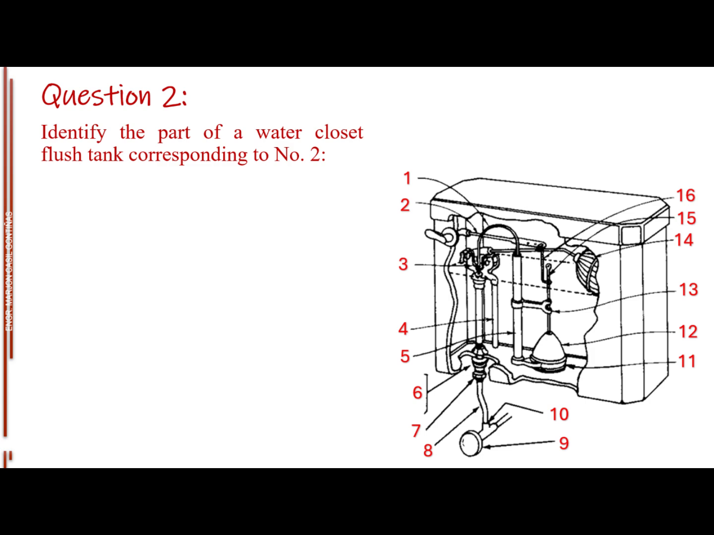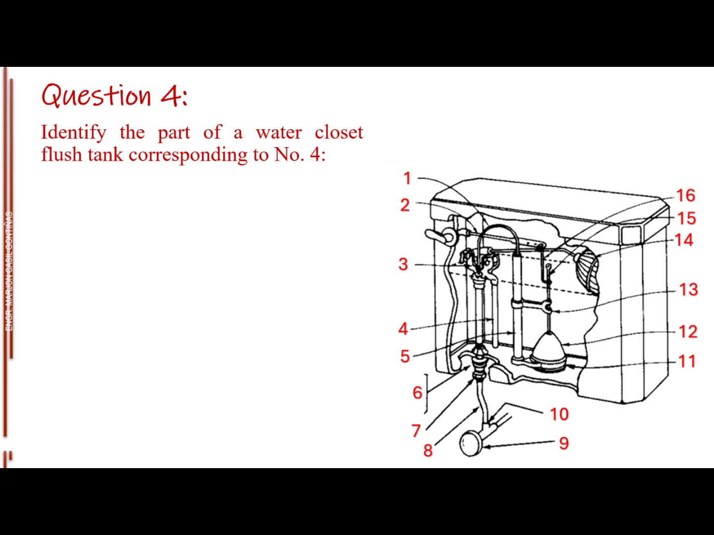Question number 2. Identify the part of a water closet flush tank corresponding to number 2. The answer is trip lever. Question number 3. Identify the part of a water closet flush tank corresponding to number 3. The answer is ball cock or float valve.